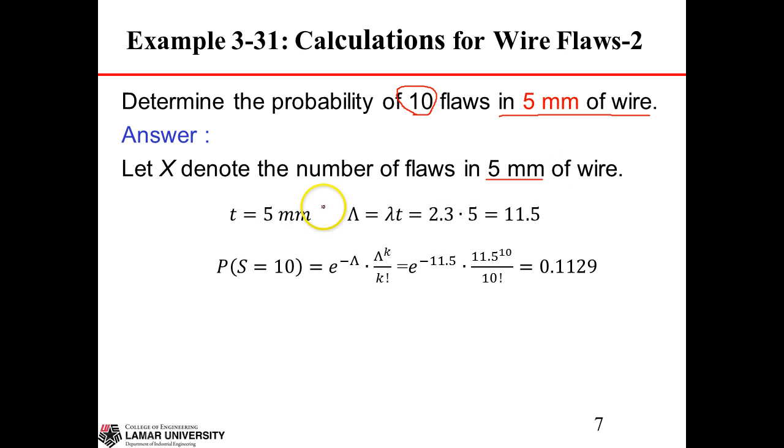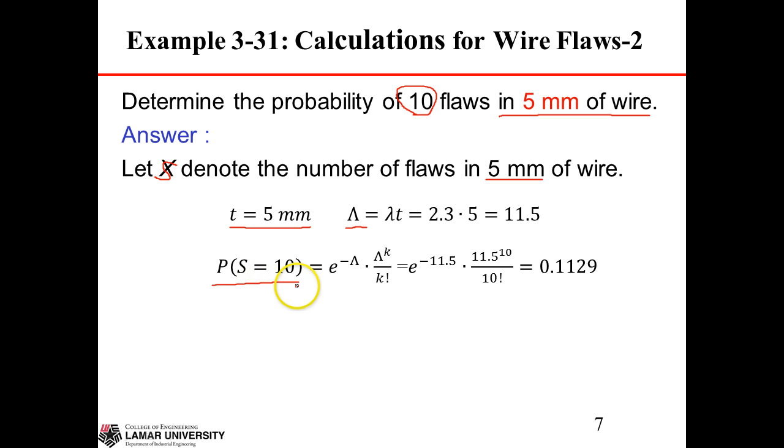Then here T is equal to 5 mm, and the capital lambda is equal to lowercase lambda multiplied by T, which is 2.3 multiplied by 5, equal to 11.5 flaws per 5 mm. And the probability that we are interested in, so sorry, this should be X, another typo here.